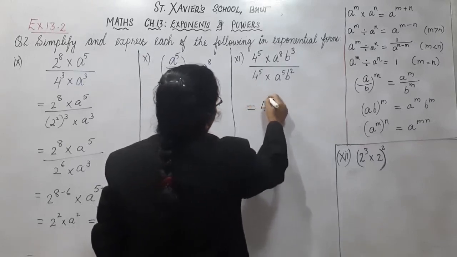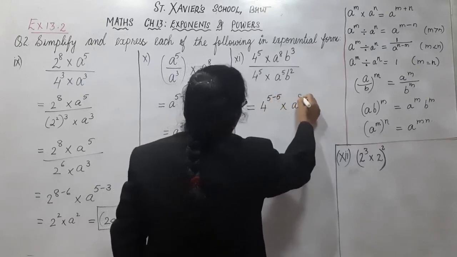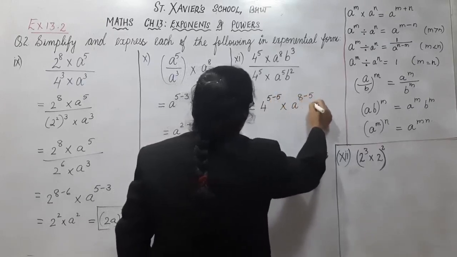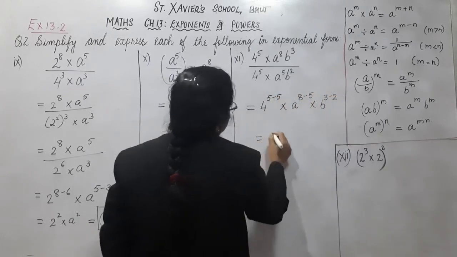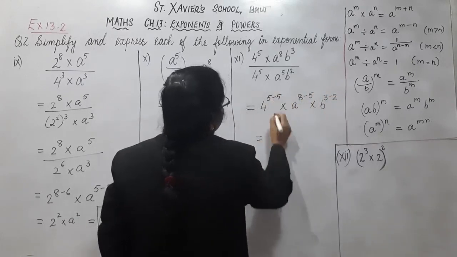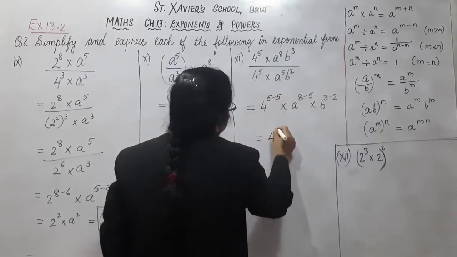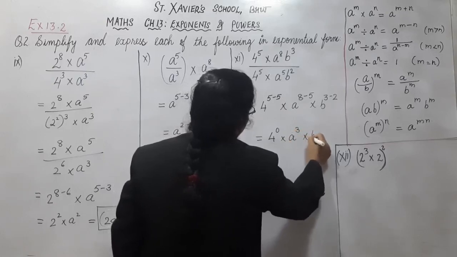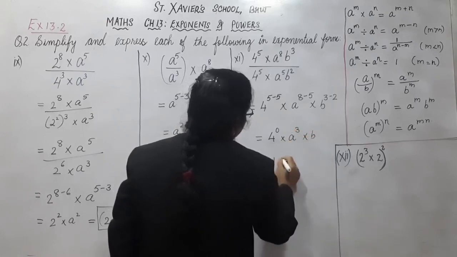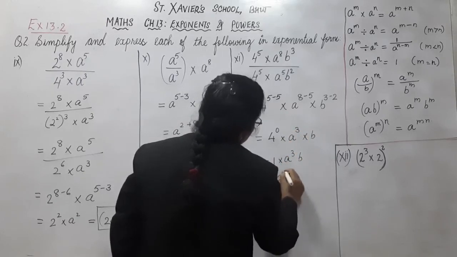4 raised to 5 minus 5 into a raised to 8 minus 5 into b raised to 3 minus 2 is equal to 4 raised to 0 into a raised to 3 into b. That is 1 into a cube b, which is equal to a cube b.